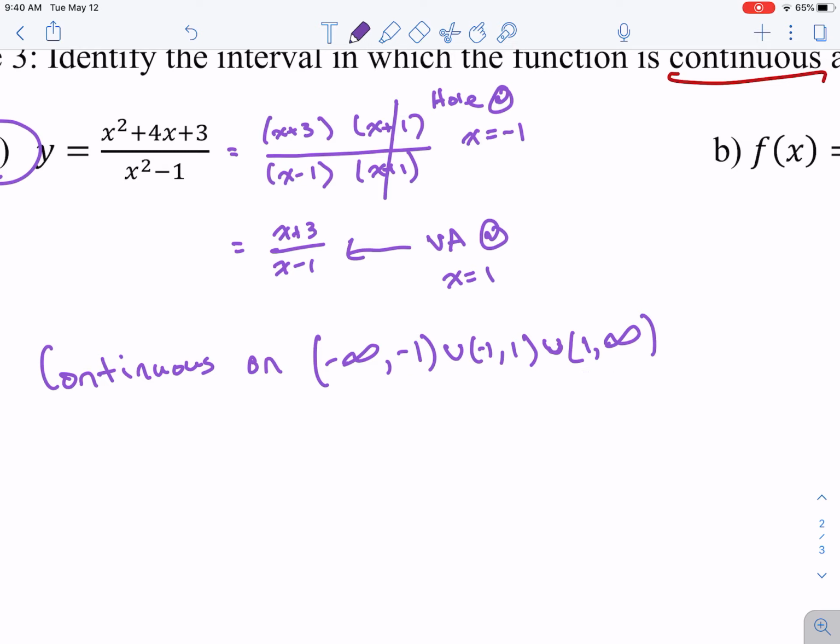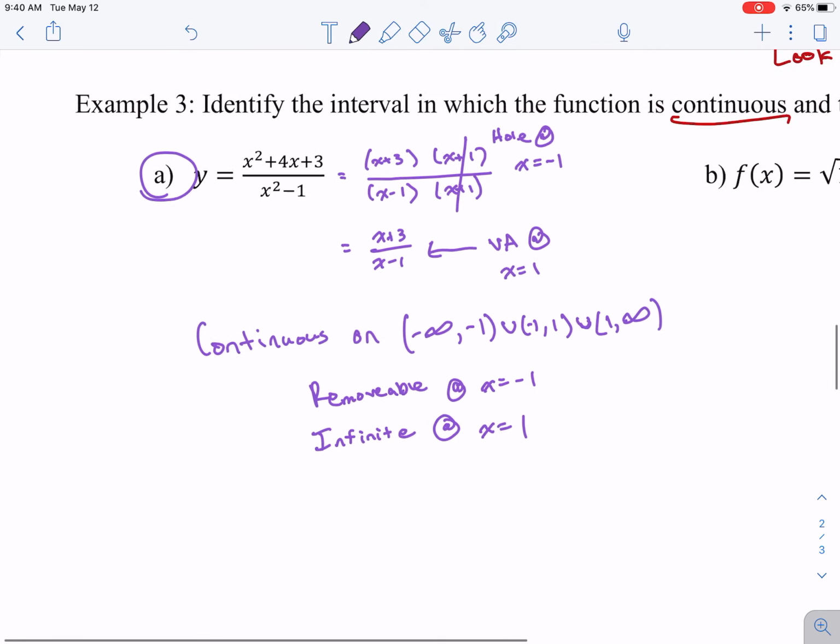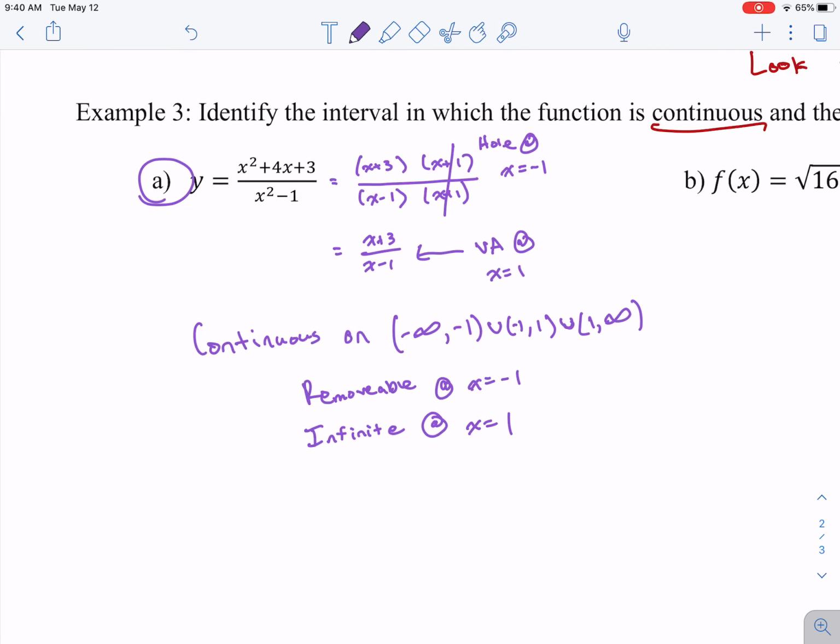Let's say the types of discontinuity. At x equals negative 1, we have a hole, so it's going to be removable. And it's going to be infinite at x equals 1, since it's the vertical asymptote.